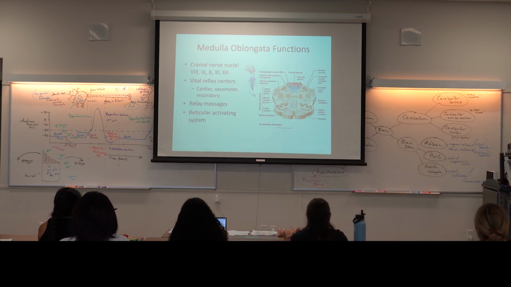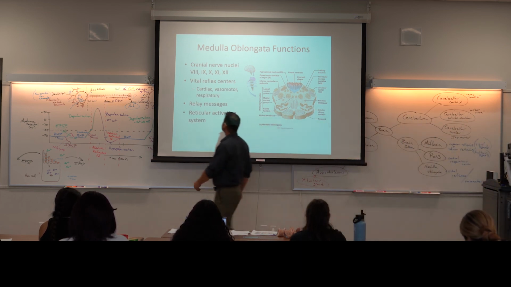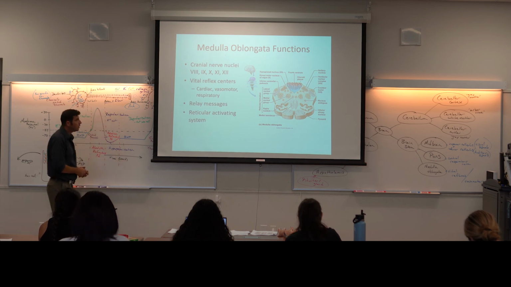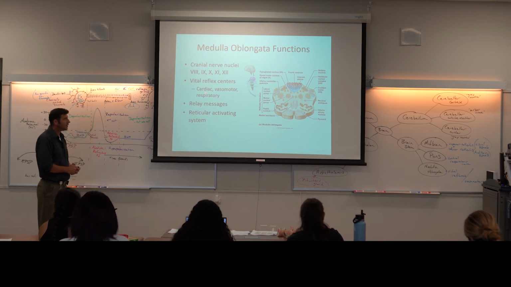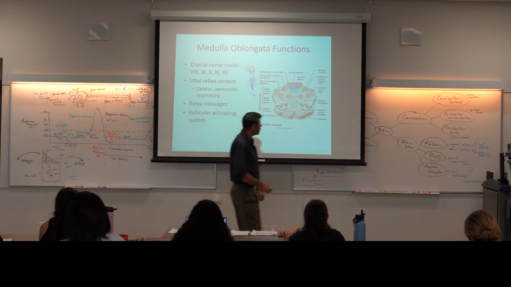And then the medulla, we said, is the region that controls our vital reflexes, things like coughing and sneezing, heart rate, so cardiac rate, and vasomotor, which is just blood vessel control. So a lot of these vital reflexes are controlled by the neurons that live in the medulla.